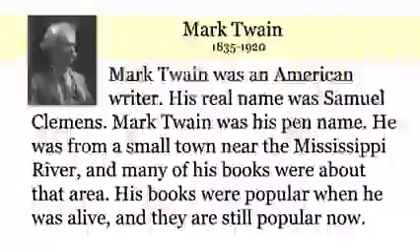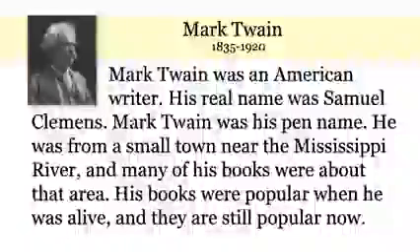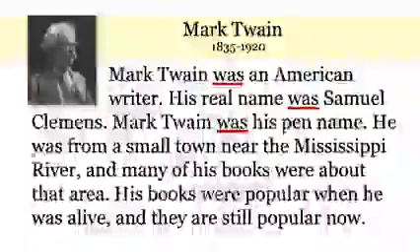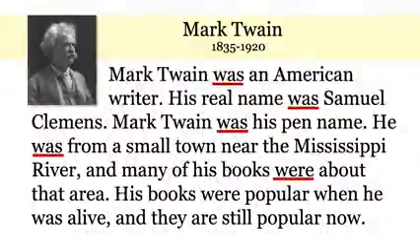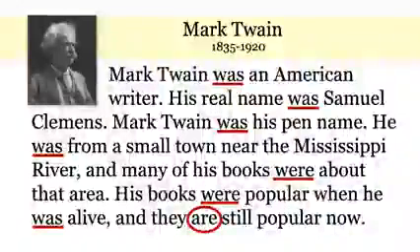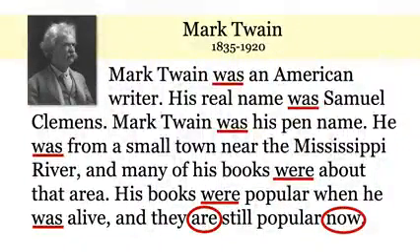He was from a small town near the Mississippi River, and many of his books were about that area. His books were popular when he was alive, and they are still popular now. Let's look at the verb be. Here we have many examples of be in the past. Was, were, because books are plural, were, one more was, but look here, are. This is in the present because his books are still popular now.